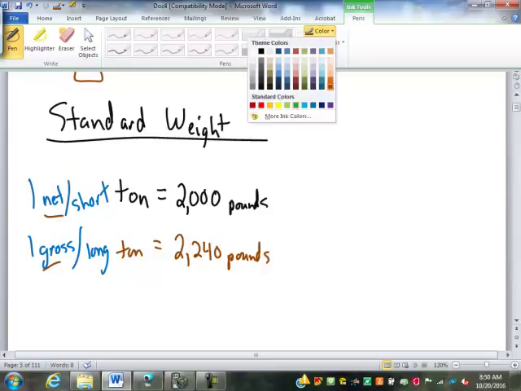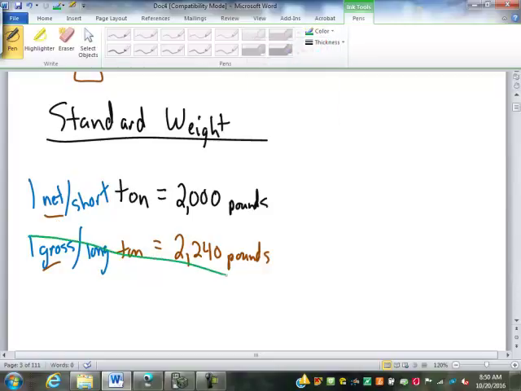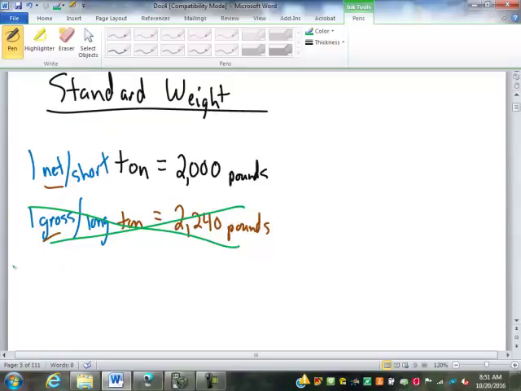For our purposes, we will never use the gross ton in this class. I just wanted you to be aware that there is one. It does exist. So if you ever hear the term gross ton, you know that it is slightly different. Not to be confused with the term gross. The term gross is actually a number. It's a dozen dozen, or 144 items. A metric ton we'll get to, that's actually 1,000 kilograms or a megagram.